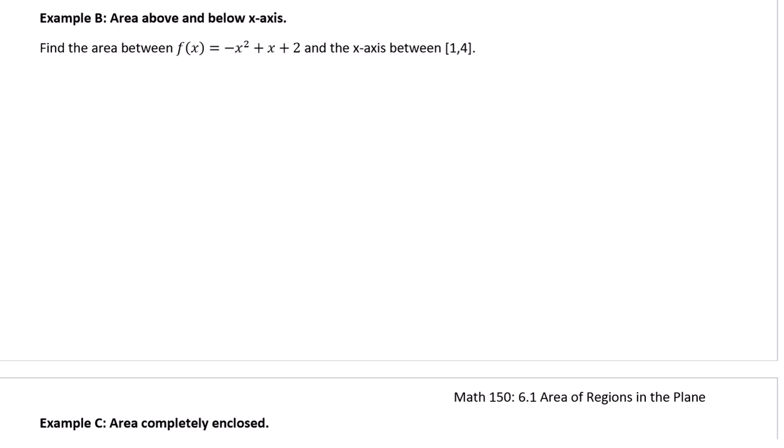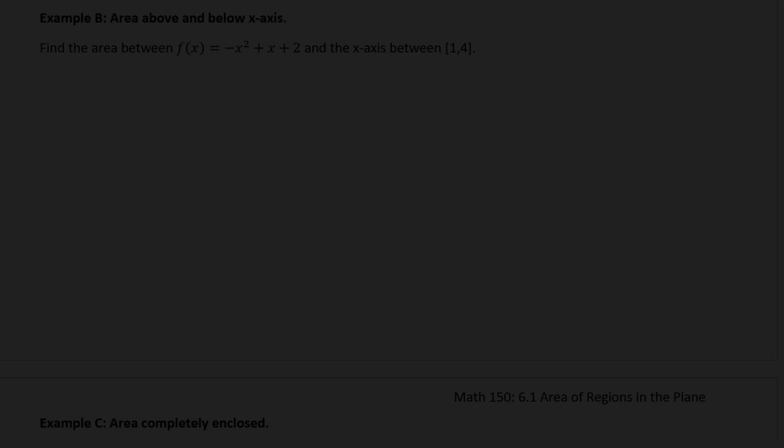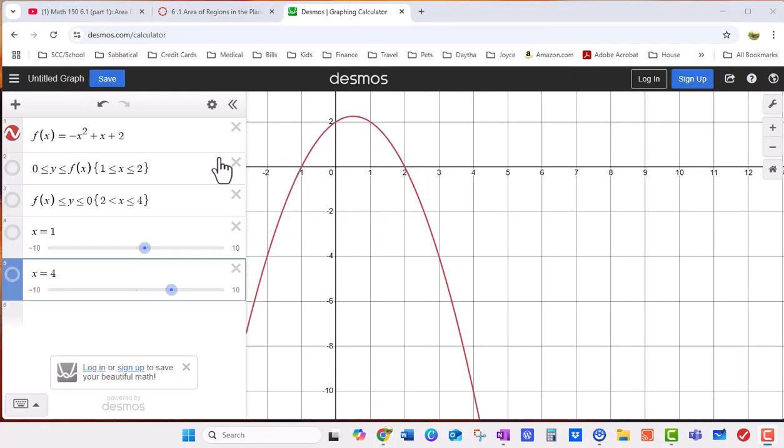In example B, we want to find the area between the function f of x equals negative x squared plus x plus 2 and the x-axis on the interval between 1 and 4. This area has intervals both above and below the x-axis. If we were to graph this on Desmos, we would get this parabola here. Notice some of it is above the x-axis, some of it is below the x-axis.